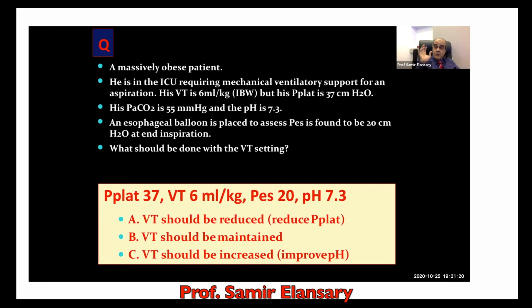And always put in your consideration that the obese patient has a problem, which is a high pleural pressure due to obesity. And so we can increase the plateau pressure not only to 30 centimeters water, but maybe more than 30 centimeters water, according to the pleural pressure value.